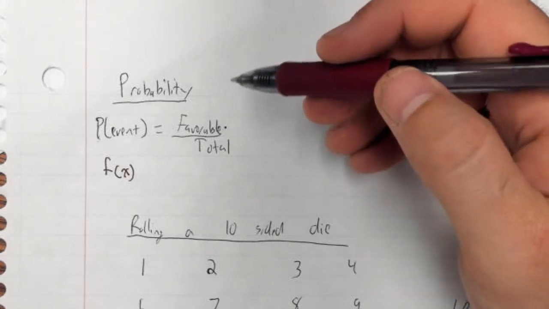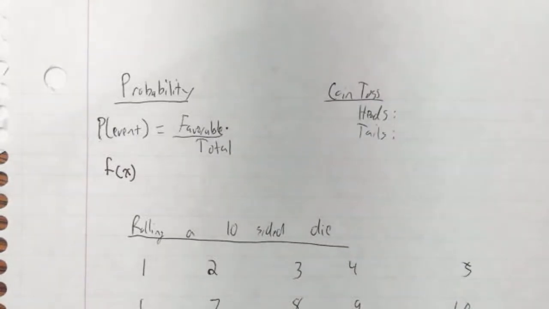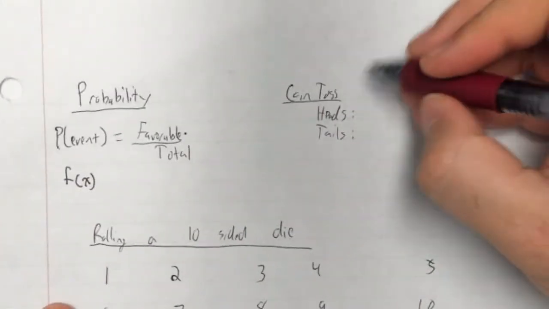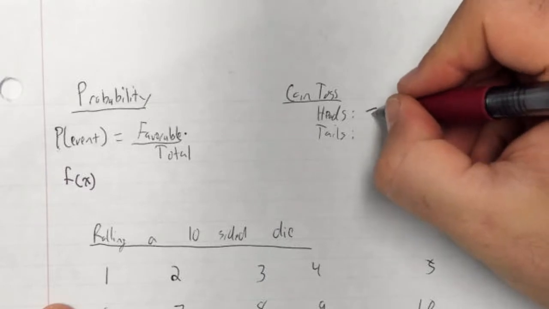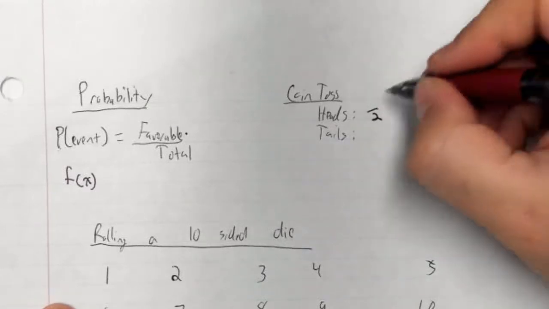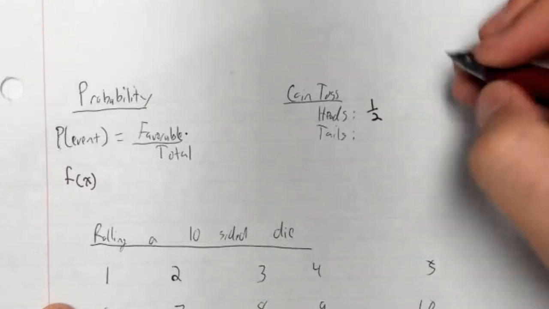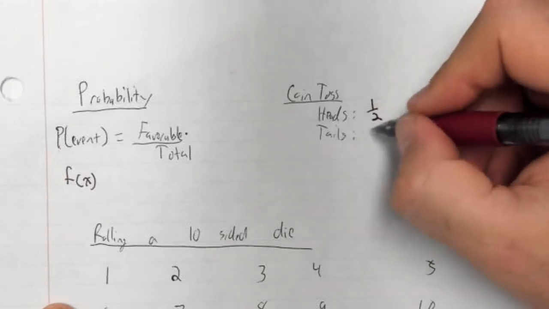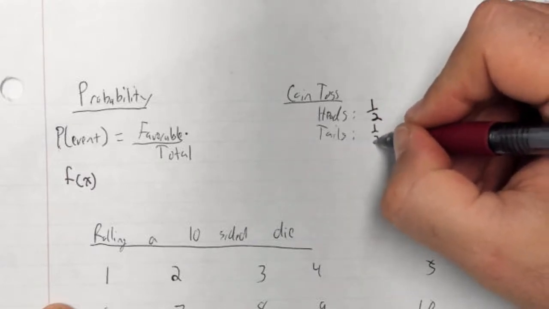So let's just do a simple one, coin toss. So probability of getting a heads. Now, there are two options. You got heads and tails. So there are only two possibilities, so that goes on bottom. And there is one on top, because there's only one heads. Same thing on tails. It's 1 out of 2.